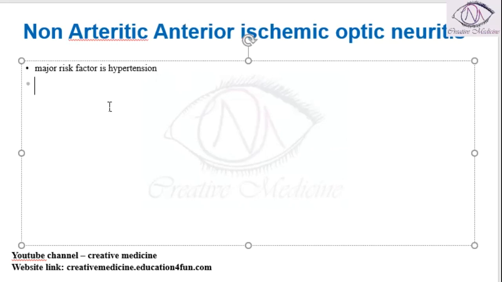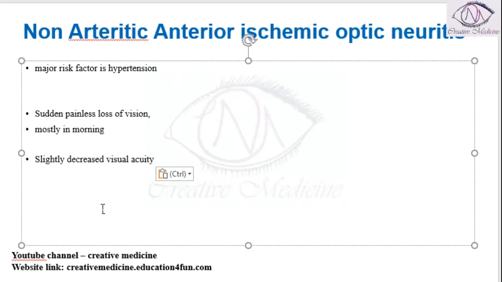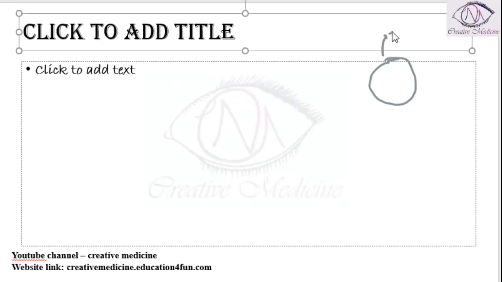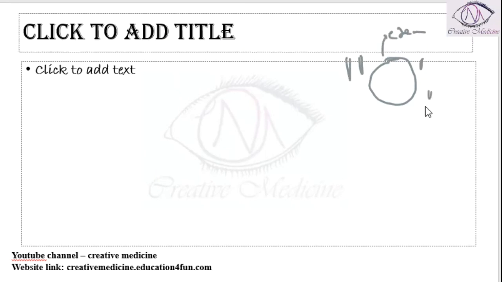Here, the patient will have sudden loss of vision, which is painless, seen in the morning episodes, and slightly decreased visual acuity is seen. Now, on examination, you see that the optic disc can be either pale or hyperemic, but there is diffuse edema of the disc, with flame-shaped hemorrhages seen around the disc.